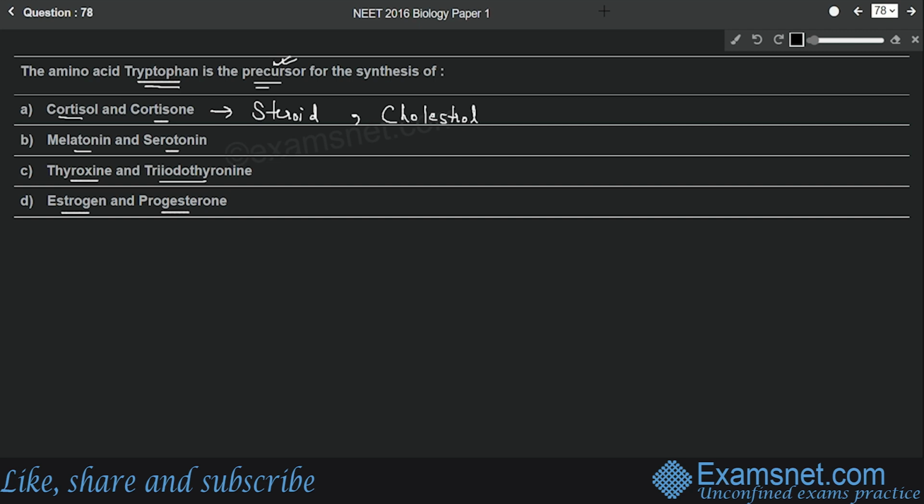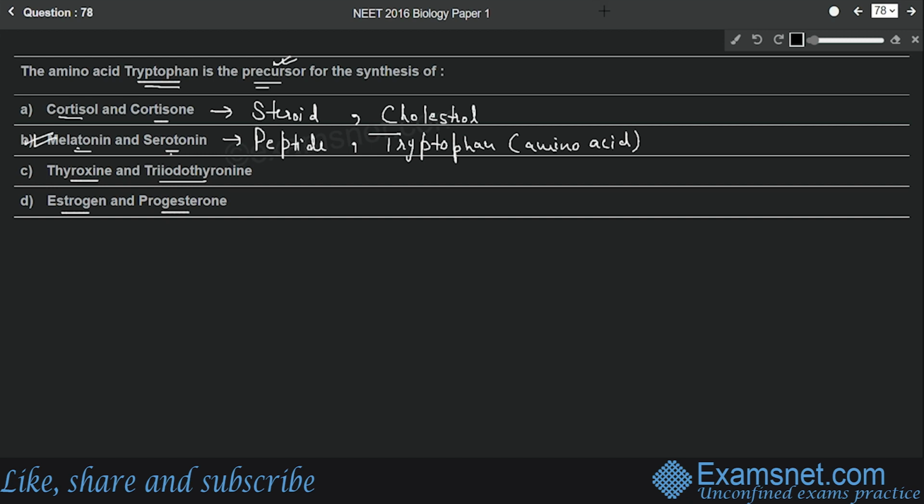Then the second one is melatonin and serotonin. These two are peptide hormones, and their precursor is tryptophan. That is an amino acid, because obviously if they are peptide hormones, their precursor must be an amino acid. So this amino acid is tryptophan. So this is the correct answer here, but still let's see the third and fourth as well.